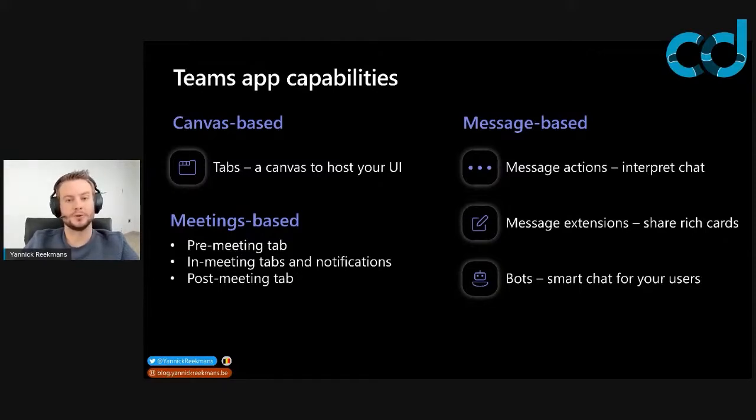Your application doesn't have to cover all three of these functionalities, but those are meetings based and they can get the context of the meeting as well. So that's kind of the capabilities for a Teams application. So it's up to you to choose which you want and where it has to show.